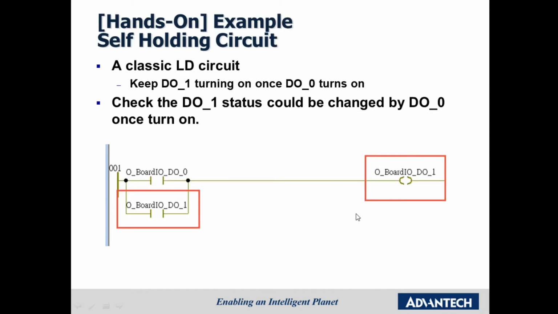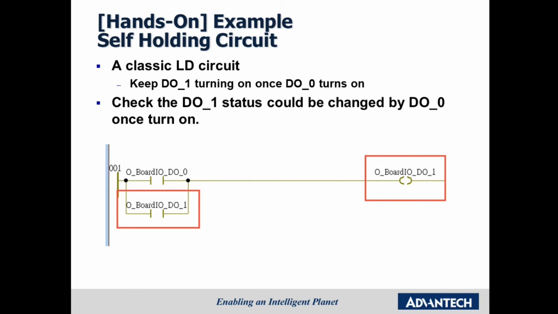So hands-on. How to build a self-holding circuit. The self-holding circuit means if the DO1 turns on once, then it will keep on turn on status. So DO0 will trigger DO1, while DO0 is turned off, but DO1 will keep on turn on. This will be an alarm status for us to check if there is something wrong before.